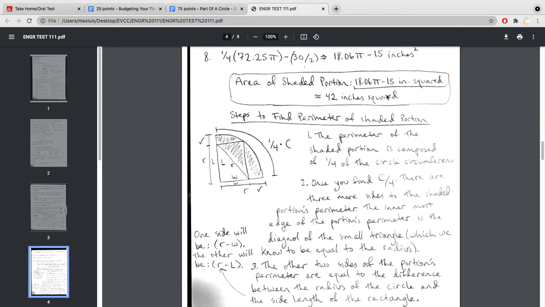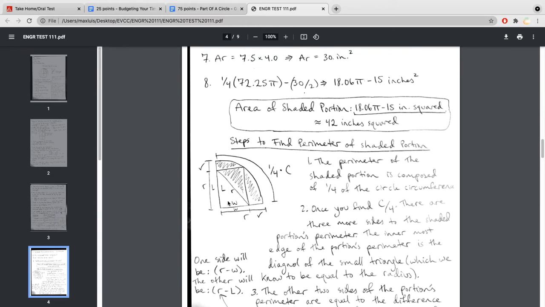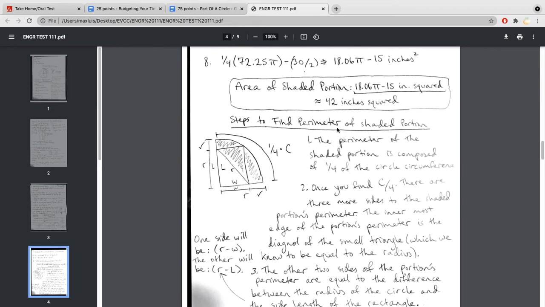And now we will go on to finding the perimeter of the shaded portion, which now that we have some more dimensions, namely the width of the small rectangle and the length of the small rectangle, it should be relatively simpler compared to finding the area. So here are the steps.